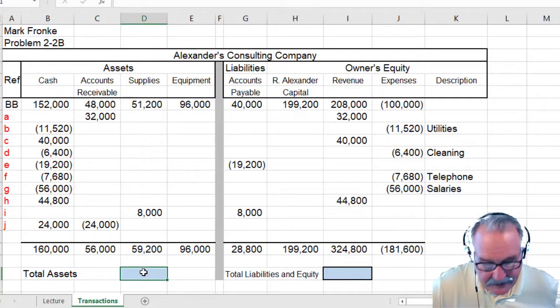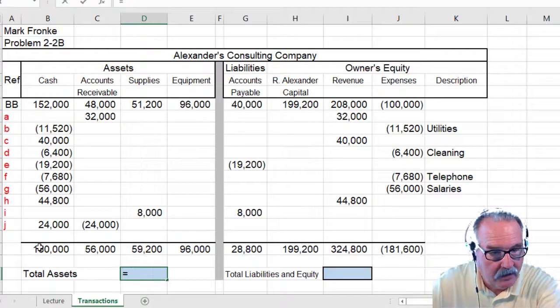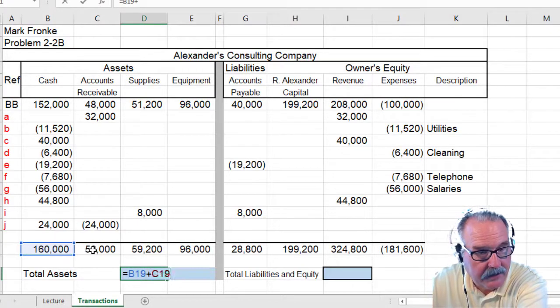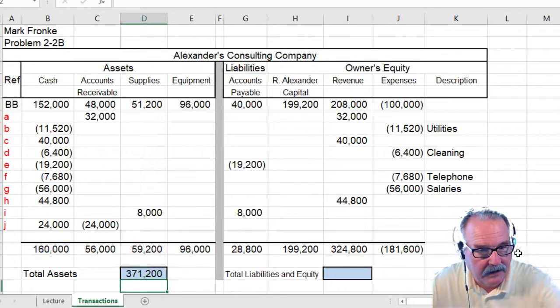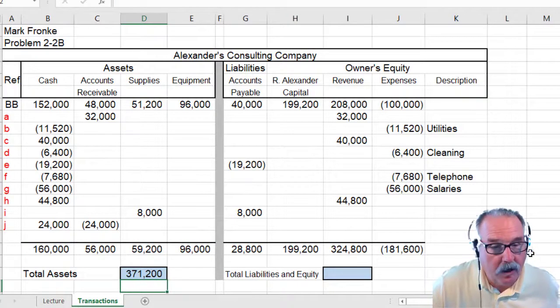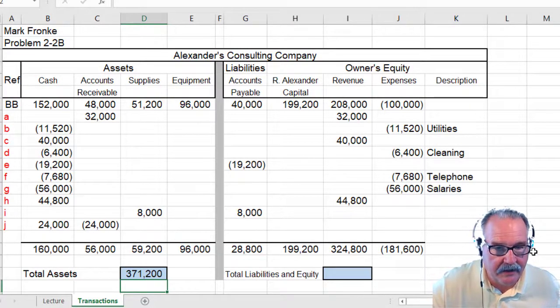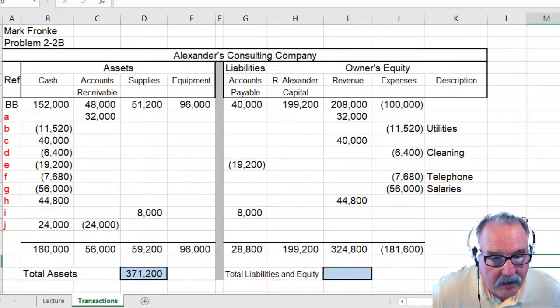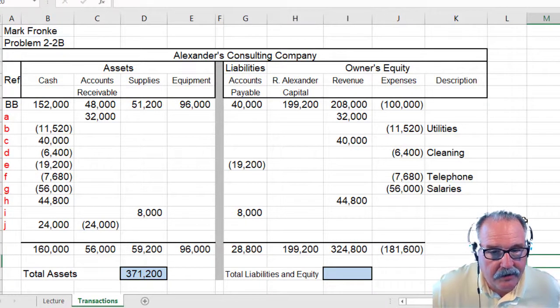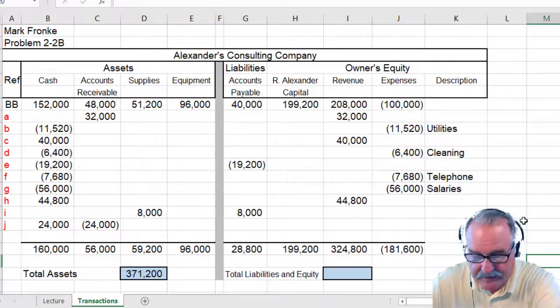So if I add these all together, all four assets, cash plus accounts receivable plus supplies plus equipment, I get a total of 371,200. That's on the left side. That's the asset side. And then we have 28,800 in accounts payable. The capital account has 199,200. Revenue is 324,800, and expenses are 181,600.